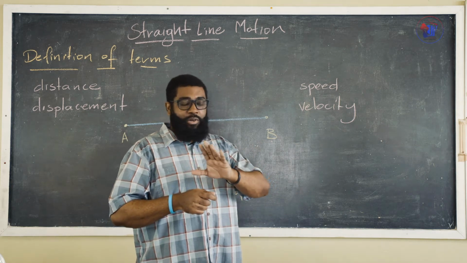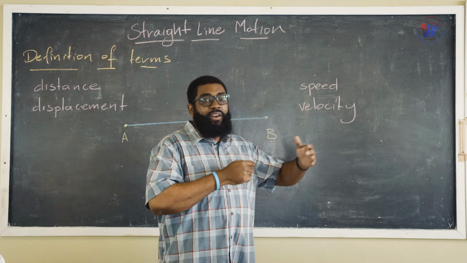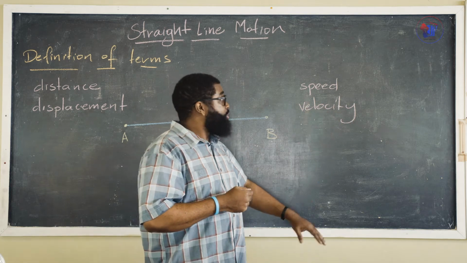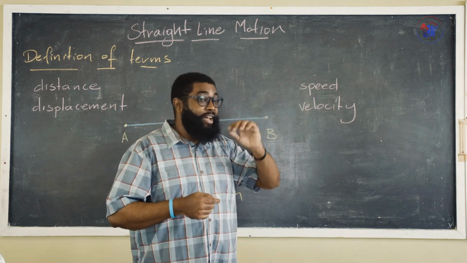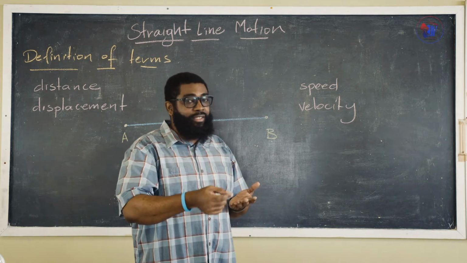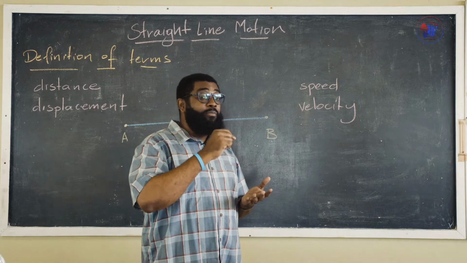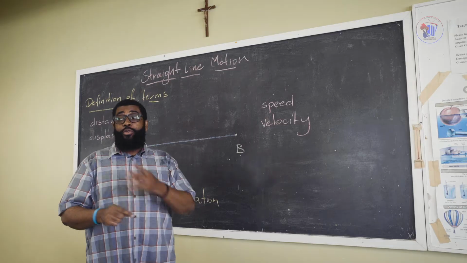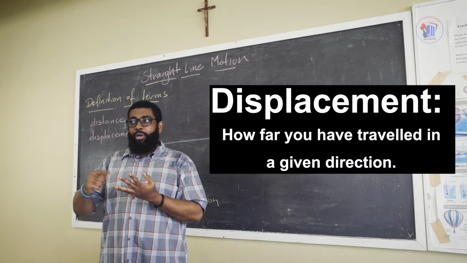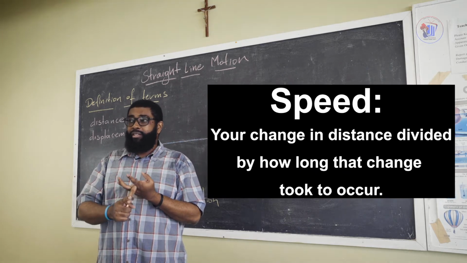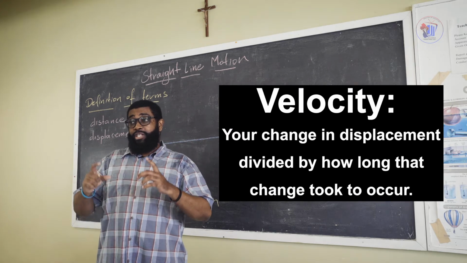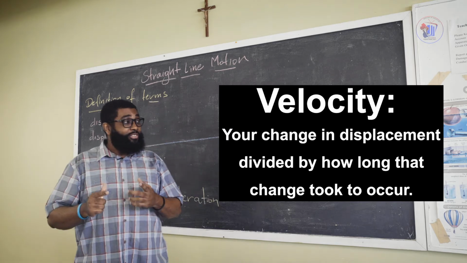And just to recap, I know I said it before, distance is simply how far you've traveled. Displacement is how far you've traveled in a given or specific direction. So these 2 will be the same numerically. They can have the same value along a straight line, but speed won't take direction into consideration. Velocity will take direction into consideration. So 4 terms defined. Distance, how far you've traveled. Displacement, how far you've traveled in a given direction. Speed, your change in distance divided by how long that change took to occur. Velocity, your change in displacement divided by how long that change took to occur.